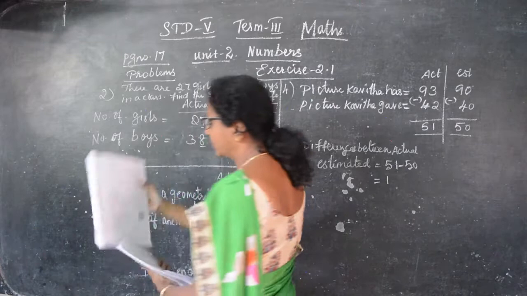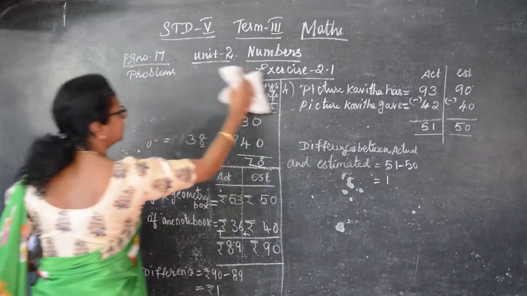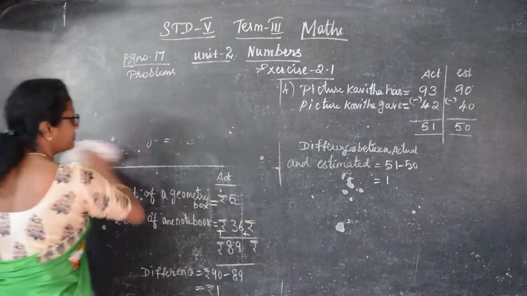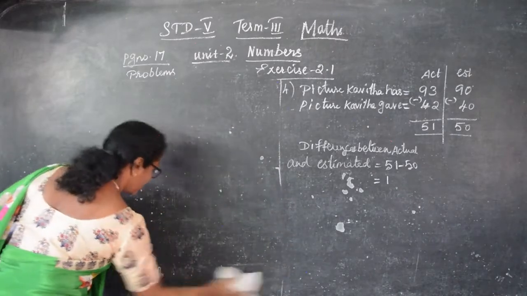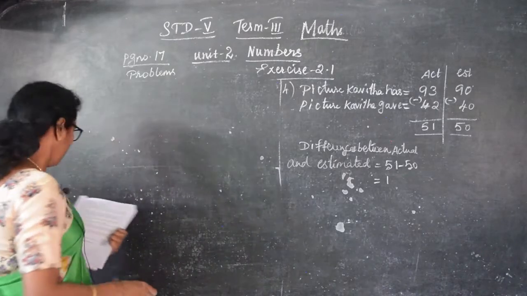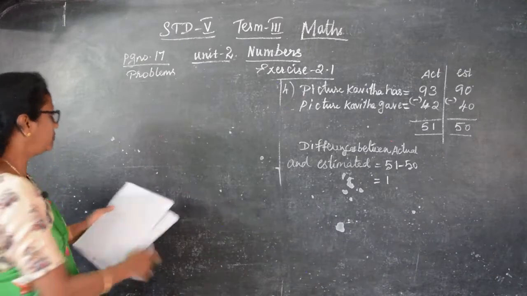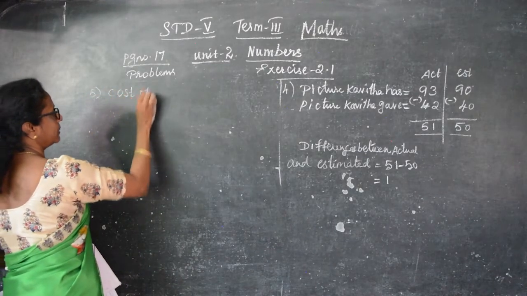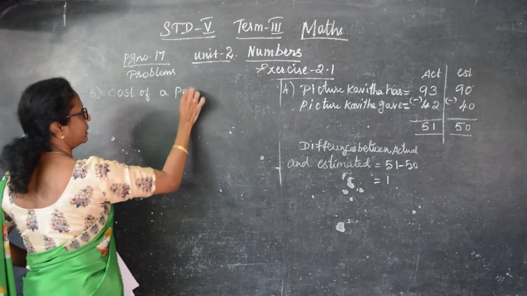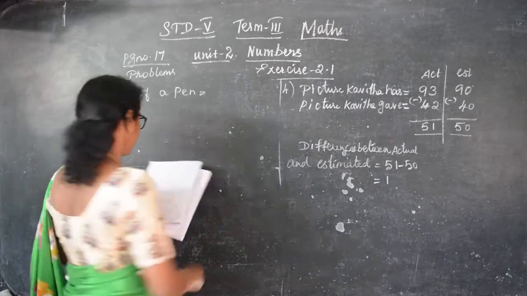Then the fifth one: the cost of a pen is rupees 32. One pen, only one pen, costs rupees 32. Find the cost of 6 pens. So this is to multiply. So the fifth one: cost of a pen, one pen, is equal to rupees 32.